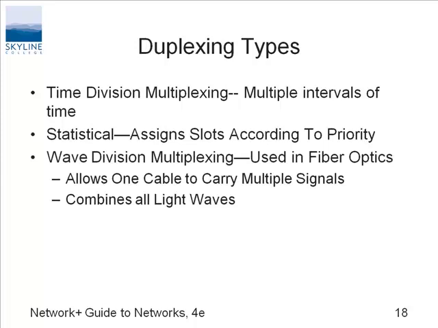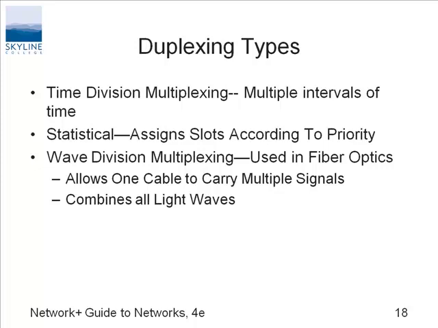Wave division multiplexing used in fiber allows a cable to carry multiple signals. Because when we look at light, how many frequencies are in this light? Let's just say many. And if you had a prism, what does a prism do? Breaks it out into individual frequencies, doesn't it? So what if we broke it out into these individual frequencies, put the information on the individual frequency, and then made it white light again and sent it along its way?